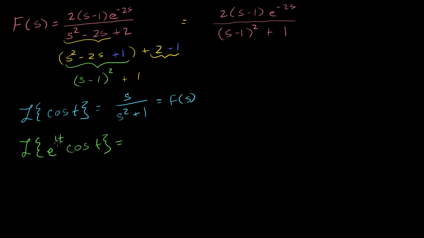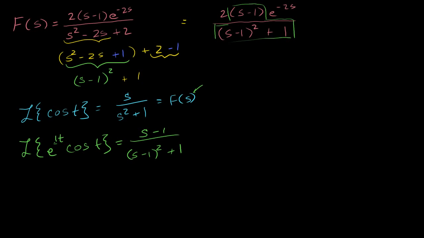Well, then this will just shift the Laplace transform by 1. It'll shift it by 1 to the right. So wherever you see an s, you would put an s minus 1. So this will be equal to s minus 1 over s minus 1 squared plus 1. We're getting close. We now figured out this part right here.